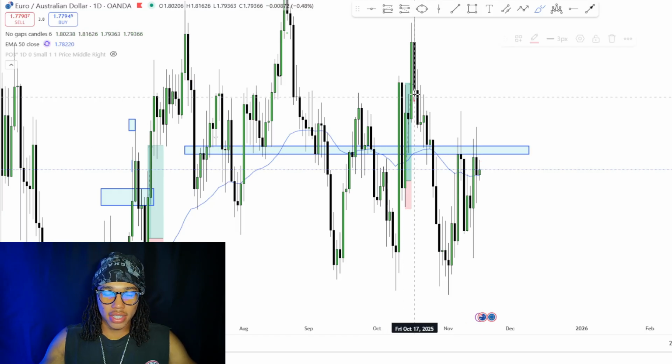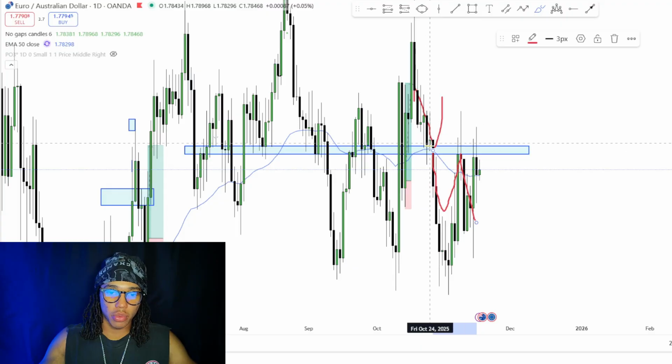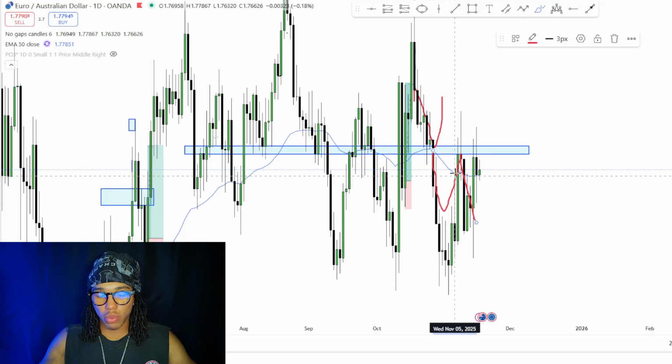And whenever price is above the area, we want price to come back and buy. But when we are under the area, we want price to come back and sell. So when price is above the area of interest, we're looking for buys. When price is below, we're looking for sells.